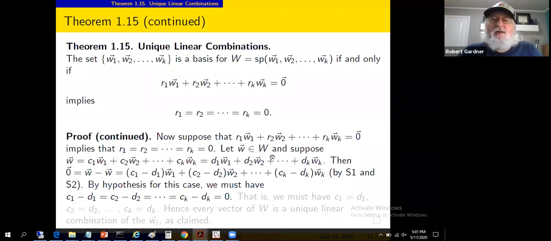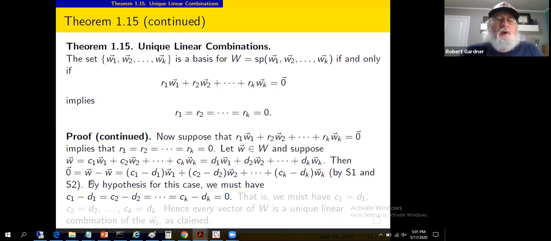And set W is a span of those vectors, so I know anything in W can be written as a linear combination of W1 through W sub k. Suppose you can do it two different ways. That is, with these scalars, C1 through C sub k, and these scalars, D sub 1 through D sub k. Hey, wait a second. What do we know about linear combinations that give the 0 vector?